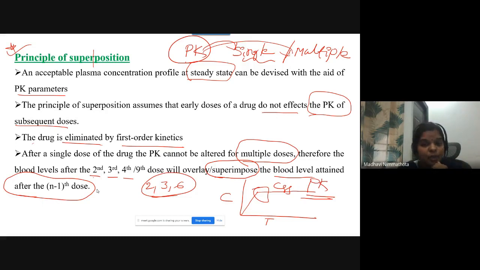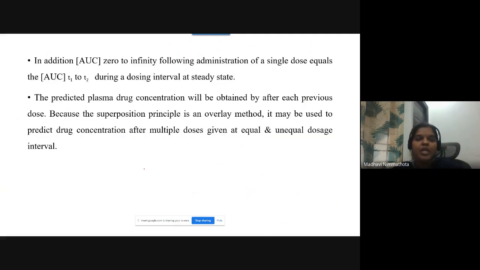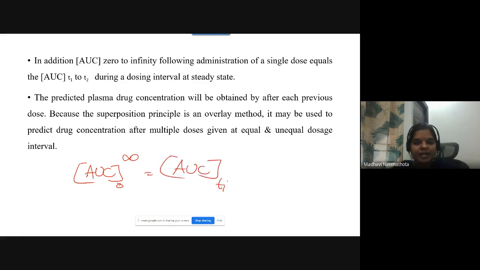Then what is it indicating? The dose of the particular drug will be overlaid or superimposed. The blood level attained after the n minus 1th dose will be superimposed. In addition, the AUC 0 to infinity following administration of a single dose will equal the AUC T1 to T2 during the steady state. This point is very important.